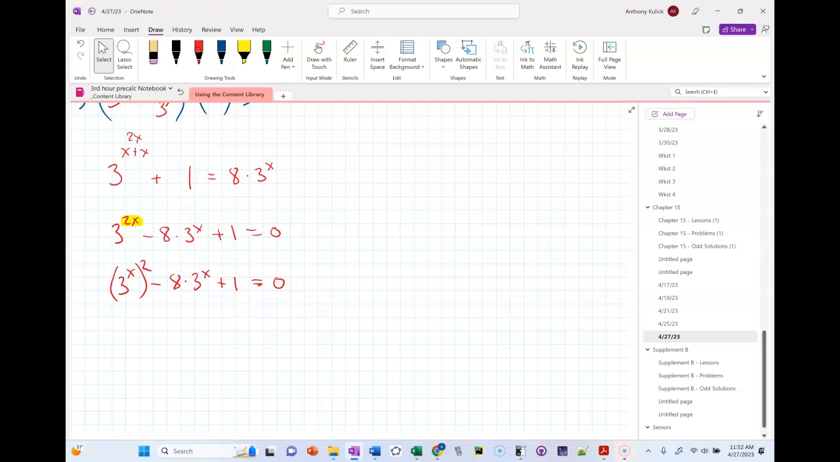Okay. So look at what we have here. If you squint at this hard enough, what other kind of problem does this look like now? Quadratic. Yes.